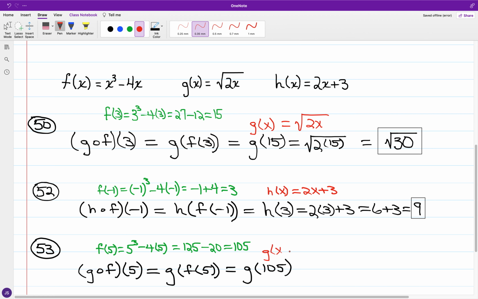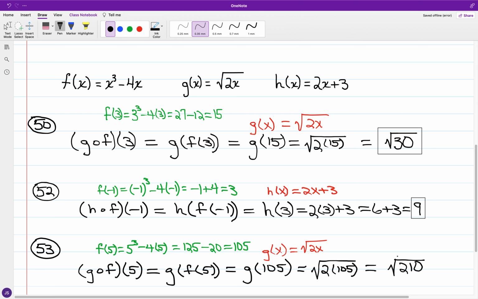We have G of the input is equal to the square root of 2 times the input. And for this one, with the input at 105, you have the square root of 2 times 105. 2 times 105 is 210. And for the exact result, this comes out to the square root of 210.